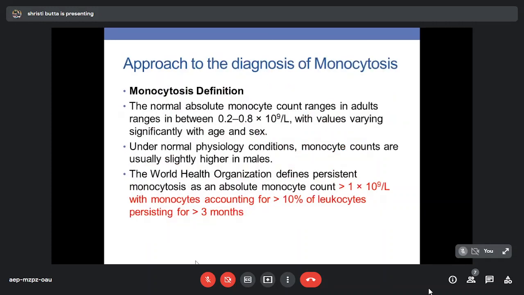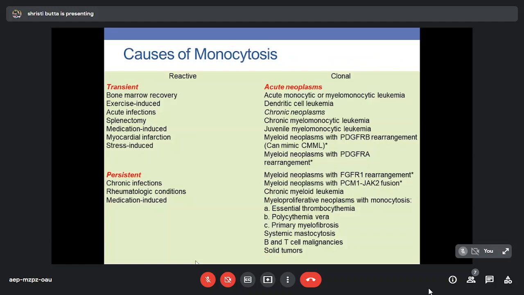Now, coming to the approach to the diagnosis of monocytosis. Monocytosis, by definition of WHO, is a persistent high absolute monocyte count of more than 1 x 10^9 per liter, with monocytes accounting for more than 10% of the leukocytes and persisting for more than 3 months. However, if we consider the normal monocyte count, then that ranges between 0.2 to 0.8 x 10^9 per liter, and obviously accounts for less than 10% of the total leukocytes. Under normal physiological conditions, monocytes are usually much higher in males as compared to females. Now, what are the causes of monocytosis?